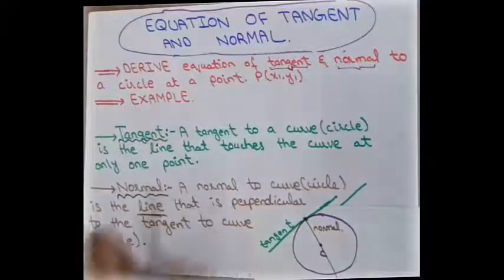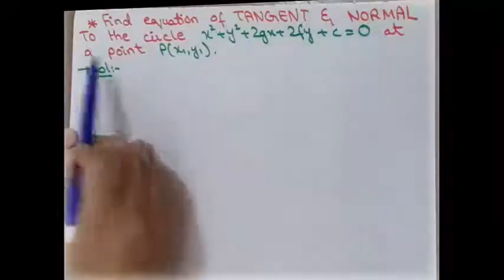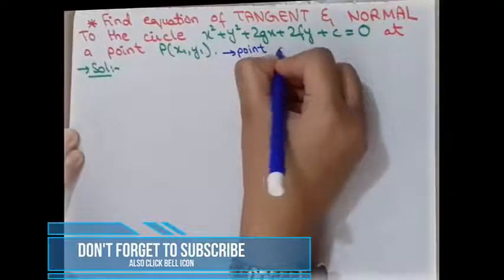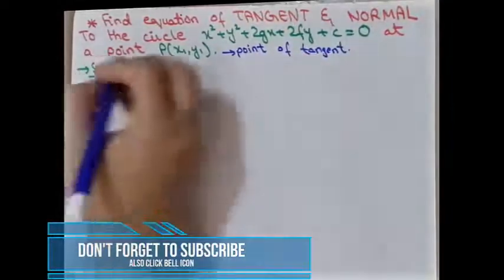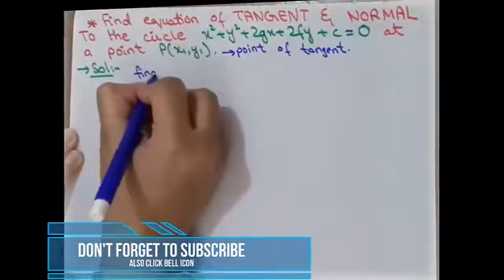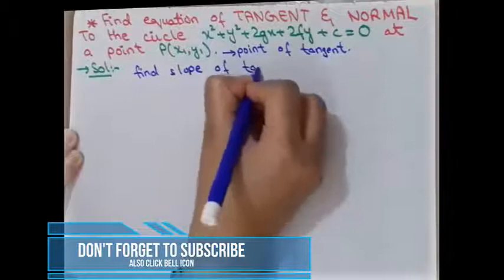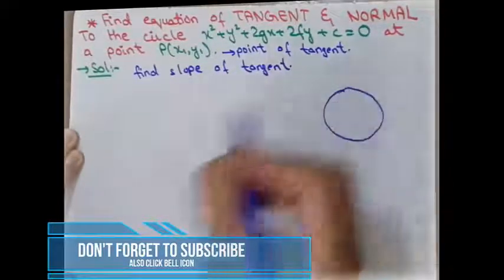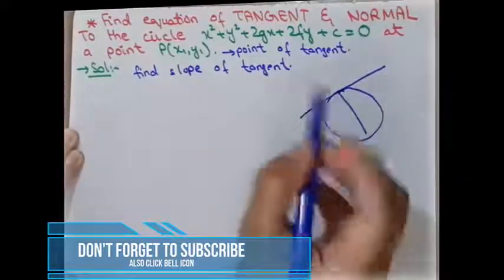Now we move to derive the equation of tangent and normal. We have to find the equation of tangent and normal to the circle of this equation at this point. The point is basically the point of tangent, and we have to find the slope of the tangent. If we draw a rough diagram like that, with a circle like that, then this is a tangent and this is a normal.